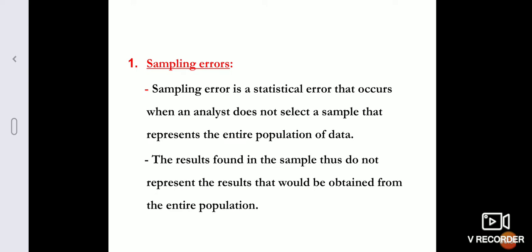Coming to the sampling error. Now, it is a statistical error that occurs when an analyst does not collect a sample that represents the entire population of the data. That means the sample that we are selecting does not represent the population, and the data we are collecting from that sample is not resembling the data of the population. So, the results found in this sample will not represent the results that are obtained from the entire population. So the sample is not exactly representing the population from what it is supposed to be.